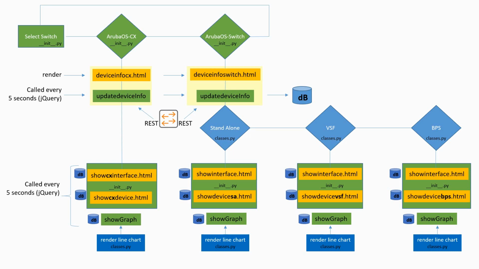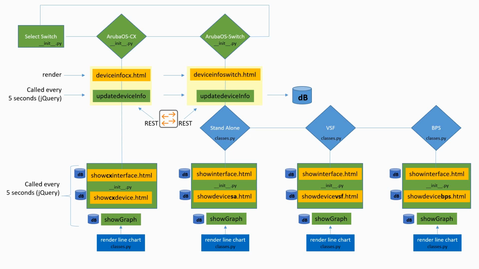For example, a VSF switch obviously has some configuration items that a backplane stacking switch does not have. Once the switch identity is known, we can start showing the information that is stored in the database by the update device definition. This information is also refreshed every 5 seconds. So you get the update device info definition called every 5 seconds, which updates the database. And when showing the information, the page is also refreshed every 5 seconds, so you always get the latest information that is available.